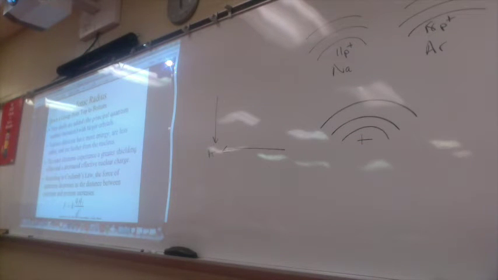Going down a group from top to bottom, new shells are added, the principal quantum number increases with larger orbitals. Valence electrons have more energy, are less stable, and are further from the nucleus. The outer electrons experience a greater shielding effect and decreased effective nuclear charge. And then according to Coulomb's law, the force of attraction decreases as the distance between electrons and protons increases. So it's the same stuff as atomic radii, but now it's talking about ionic radii.